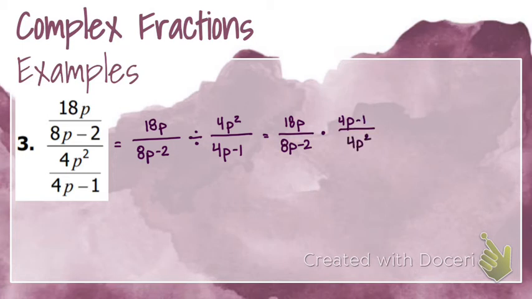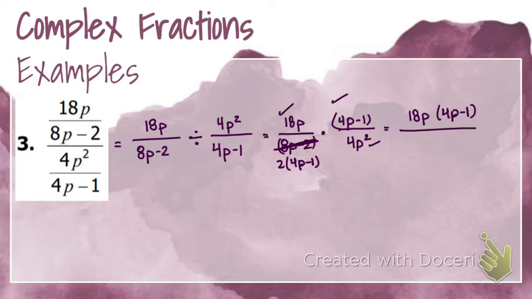All right, so now when we're multiplying stuff like this, we want to remember that these are individual units, and it's always important to factor everything. So 4p minus 1 just is what it is. So factored, but this guy, we can do 2 on the outside and get 4p minus 1. So this is going to be 18p times 4p minus 1 all over 2 times 4p minus 1 times 4p squared. Well, our 4p minus 1 and 4p minus 1 will cancel.